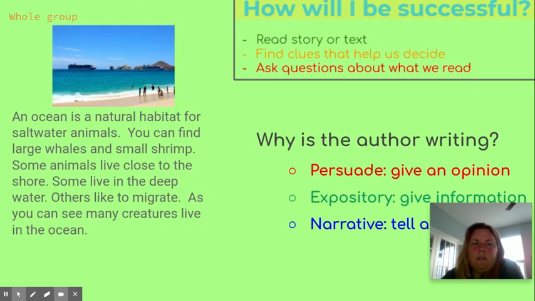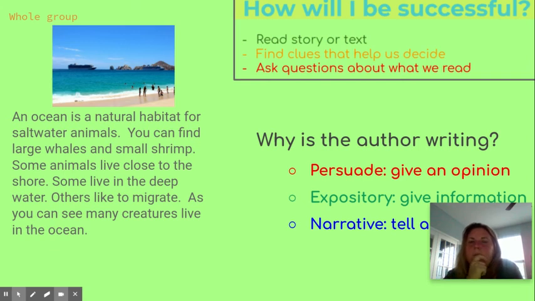All right, now let's look at this one. Well, there's a picture of an ocean, a real photo, so that gives us a clue. And then it says, an ocean is a natural habitat for saltwater animals. You can find large whales and small shrimp. Some animals live close to the shore, some live in the deep water. Others like to migrate. As you can see, many creatures live in the ocean.